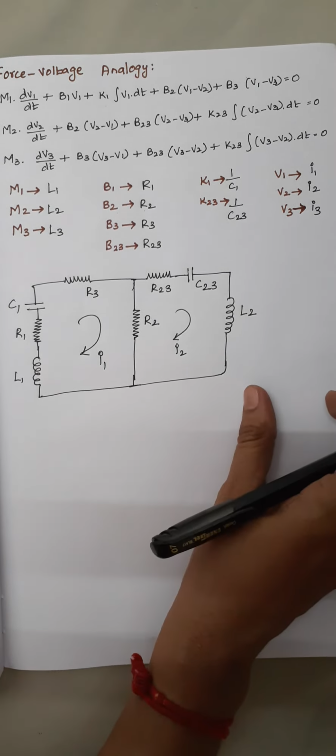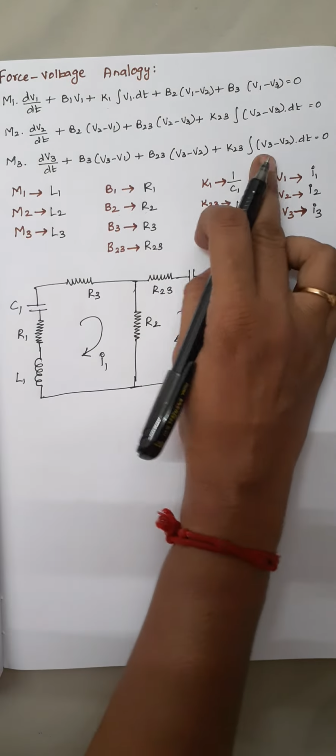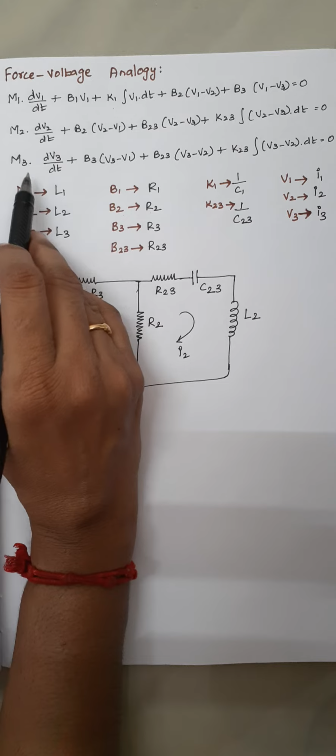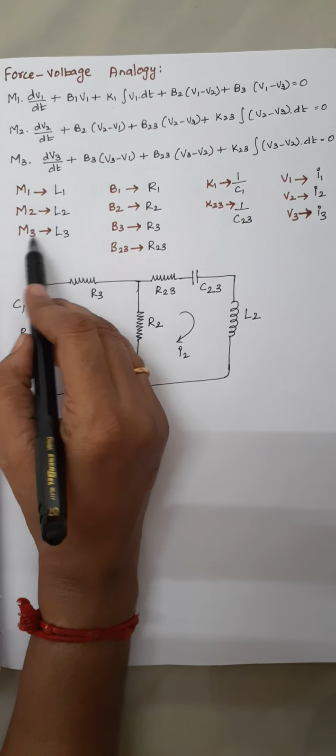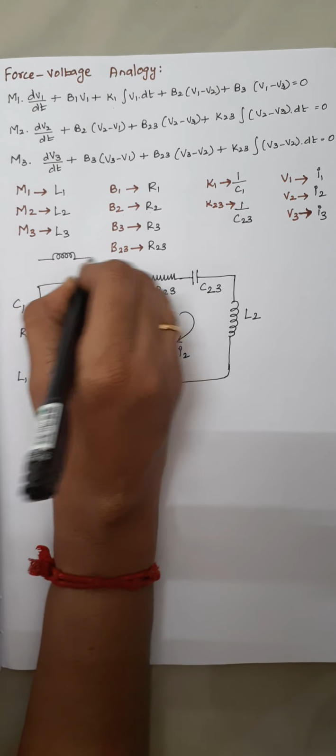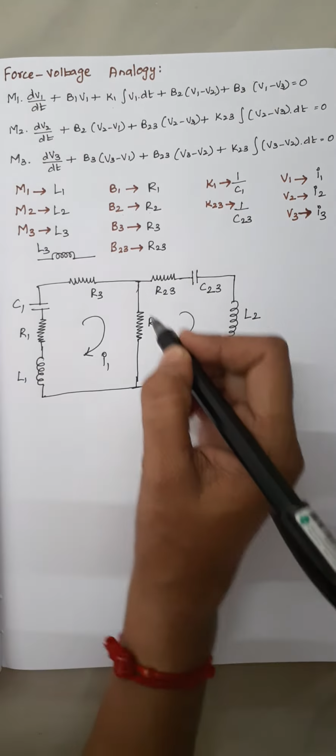And the next one is we are going to draw the elements which form your third loop. So here in this third loop you are having an M3. So M3 is nothing but it should be represented as L3 here. So here just draw an inductor. Let this be your L3, right?